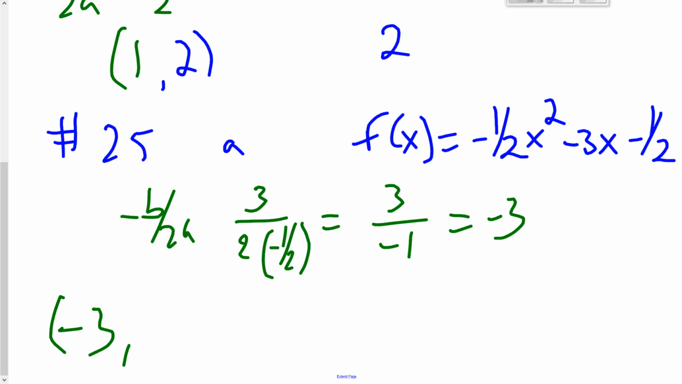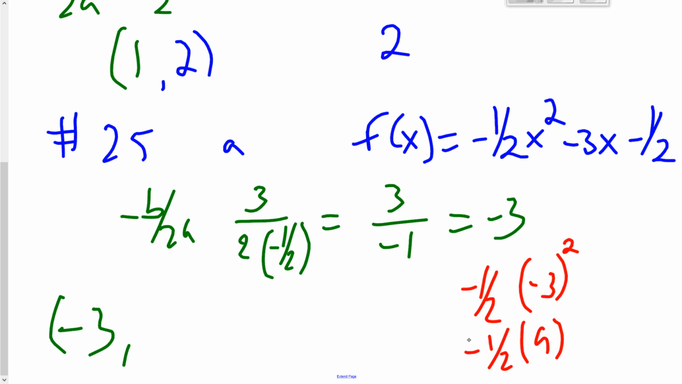Now we've got to figure out our y. So negative 1/2 times our x squared, so we've got to square this x. Negative 3, you've got to square that first, which is 9, and then we'll times it by negative 1/2. And then I've got to take negative 3 and times it by negative 3, which is a positive 9. And then I can subtract 1/2.